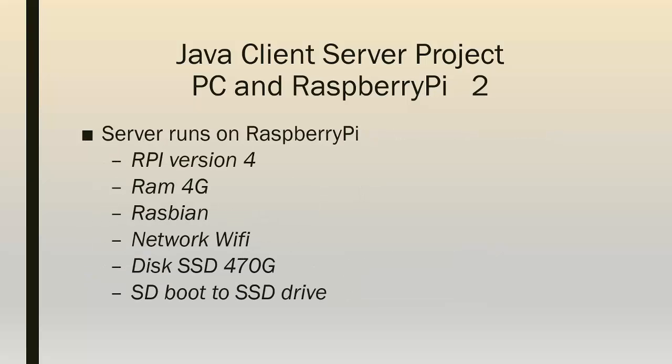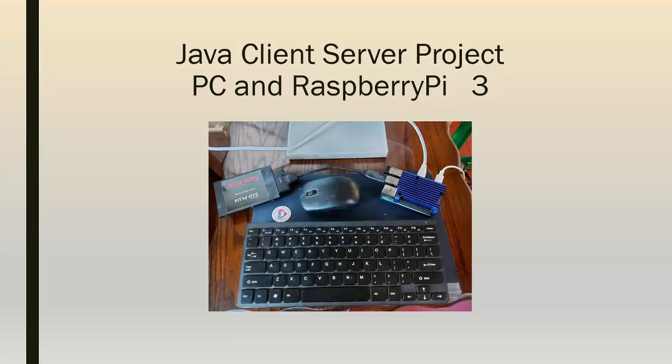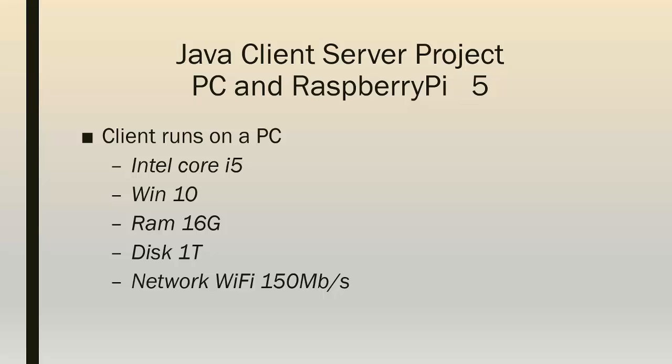The Pi is version 4 with 4 GB of RAM, running Raspbian, connected via Wi-Fi, and it boots from an SD card to an SSD drive. Here's a picture of the Pi. This is a fairly standard PC. Again, it's running on Wi-Fi.